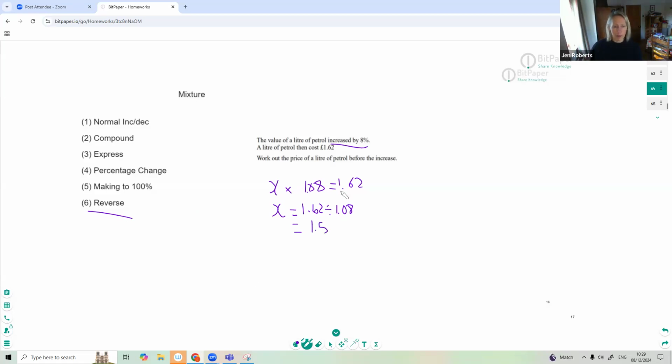How do you recognise a reverse question? Because you're given the amount after the increase or decrease and you're going back.